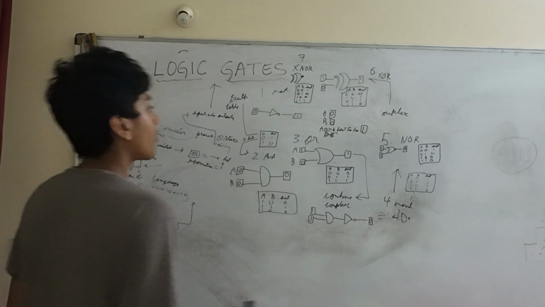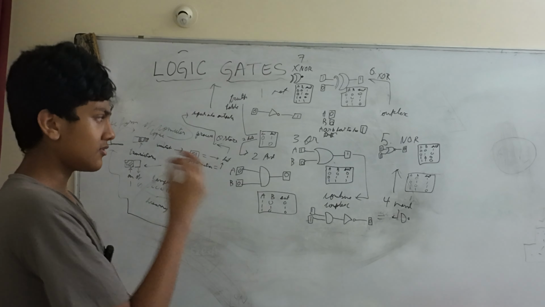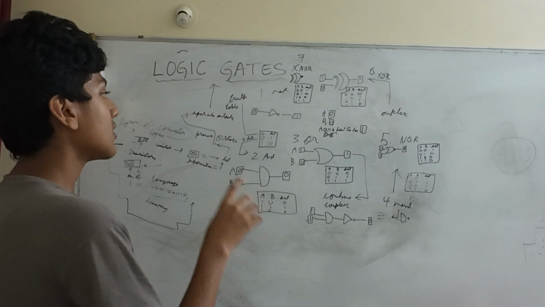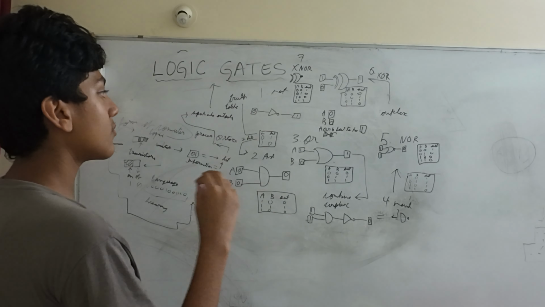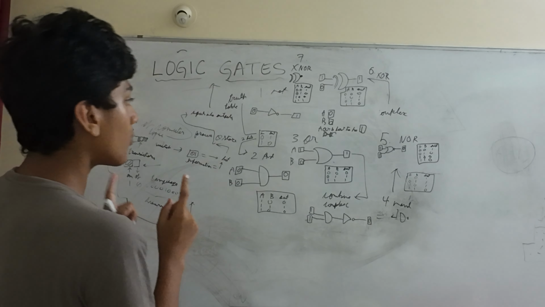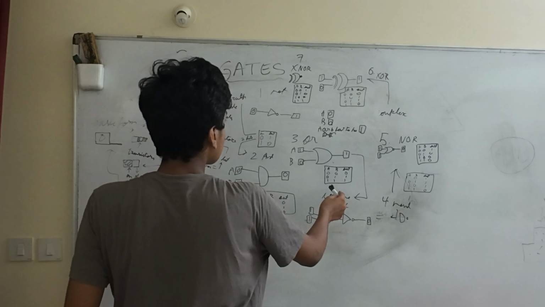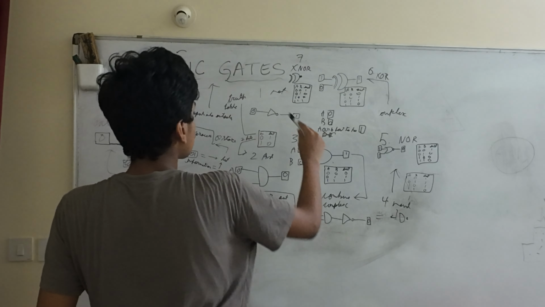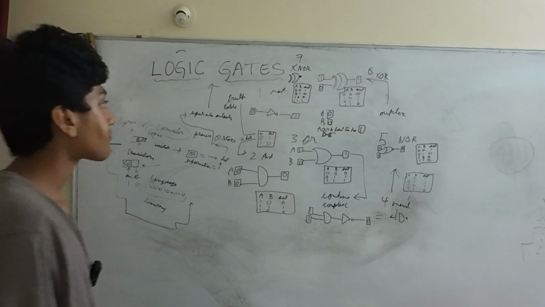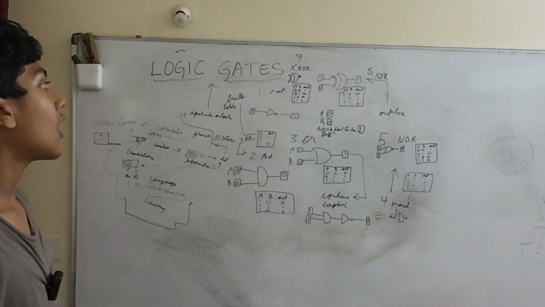So if we processed two zeros, it would output 1. If we processed 1 0, then it would be 0, 0 1 would be 0, and 1 1 would be 0, since it's the same as the OR gate and the NOT gate. So it inputs this and the NOT gate switches it, okay? Now with just all of this, we can create complex machines.